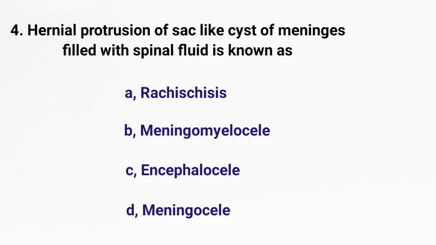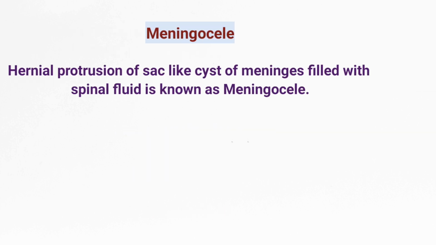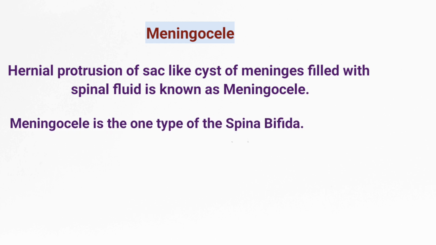The answer is option D. Meningocele. Hernial protrusion of a sac-like cyst of meninges filled with spinal fluid is known as meningocele. Meningocele is one type of spina bifida.